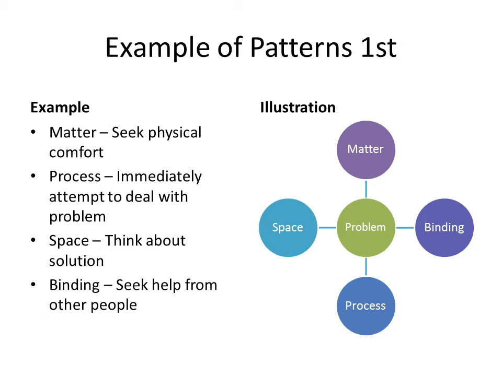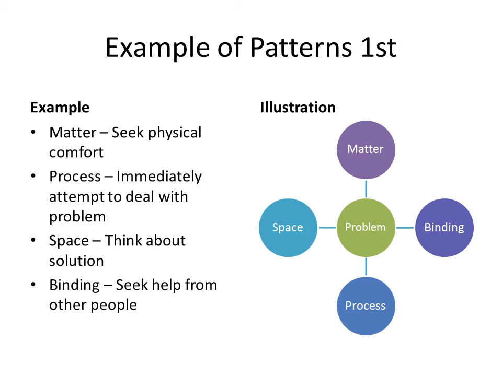Example of patterns. The first section. Here we have an illustration with the physical elements of matter, process, space, and bonding. In earlier videos, I may have called it connections. Bonding suits it a little bit better, I think. Now, for examples, matter. If you have a problem, you're going to seek physical comfort first, or solve the problem in ways that provide you physical comfort. These could be drugs, alcohol, sex, or anything that provides a physical sensation.